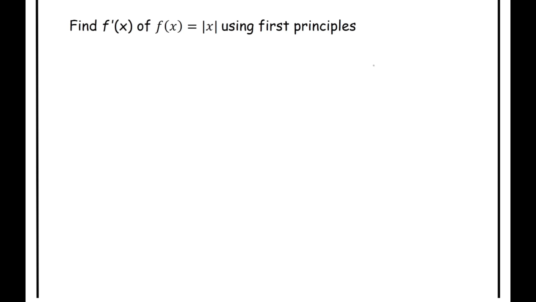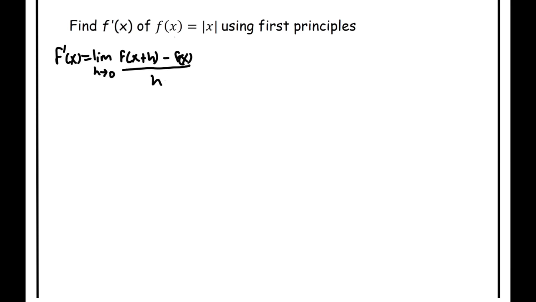Let's try to answer this question. Find f prime of x if f of x is equal to the absolute value of x using first principles. The definition of first principles is f prime of x is equal to the limit as h approaches 0 of f of x plus h minus f of x over h.